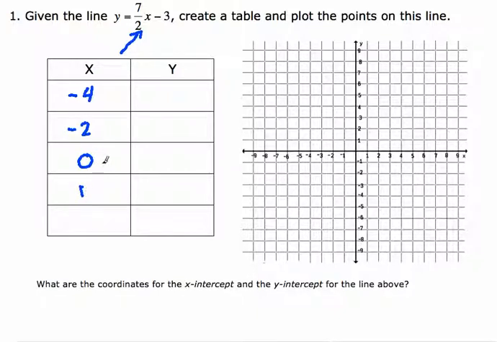2, and 4. And then when I plug these back into this equation, so for example, if I plug in -4, I'm going to do 7/2 in my calculator, so in parentheses, times -4 minus 3. And when you do that, you get -17.